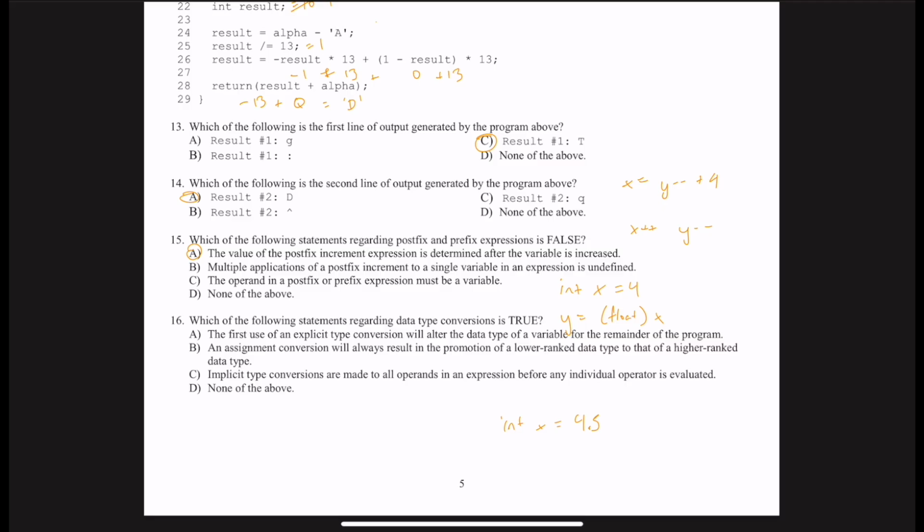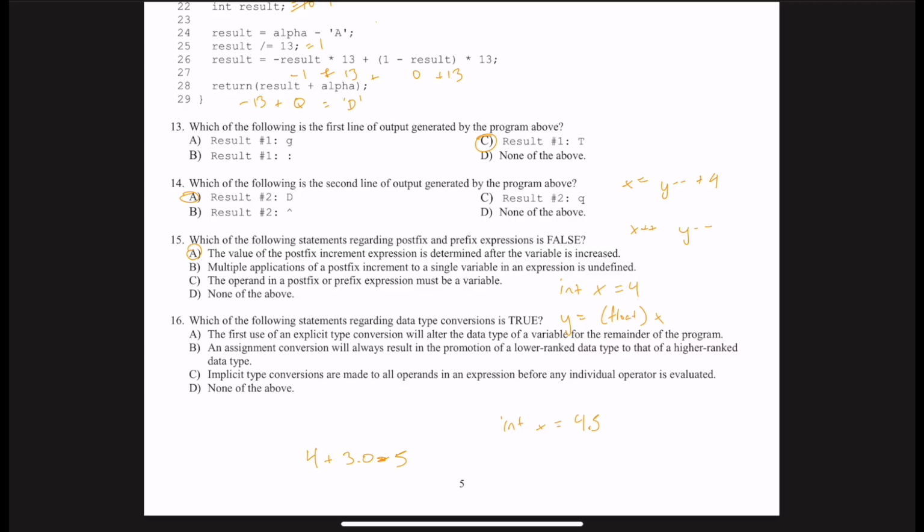C, implicit type conversions are made to all operands in an expression before any individual operator is evaluated. So this one is going to be false. So implicit data type conversions would be something like 3.0 times 5, we're going to promote the 5 to be a 5.0 when we evaluate the multiplication. We just do that as we get to it.